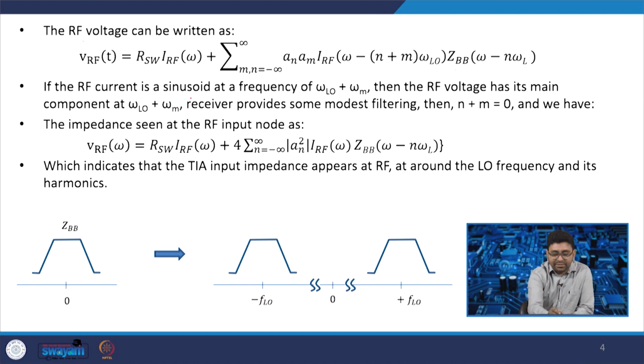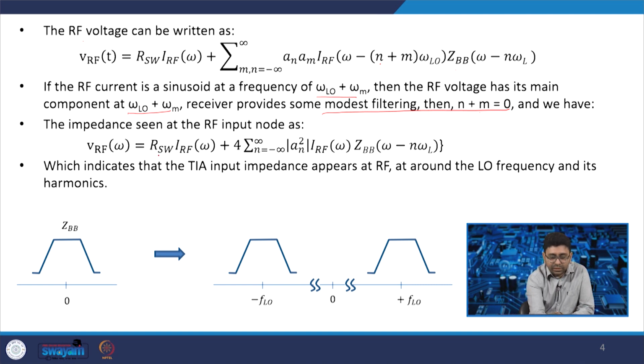If the RF current, which is the input, is a sinusoid at frequency omega LO plus omega M, then the RF voltage has its main component there. So we will get only one component, which is omega LO plus omega M, and the receiver provides some modest filtering. So we will have N plus M equal to 0. Because we are interested in the signal at omega LO plus omega M, which is the RF voltage, at that point N plus M is equal to 0.